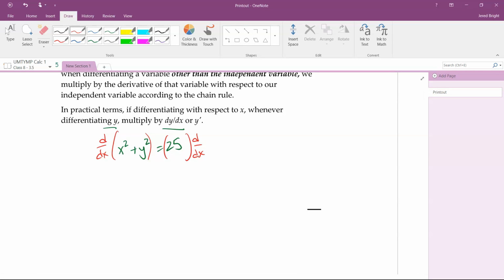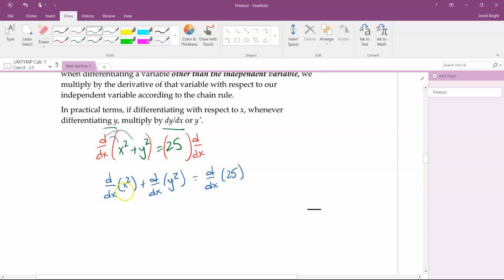Formally, according to the chain rule, for the left-hand side, we remember that the derivative is a linear operator, so you can move it and apply it to both things. So we'd have d/dx of x squared. Now this is notation, I'll explain it in a moment. And then d/dx of y squared, and then we'd have d/dx of 25 on the right-hand side. Let me go through these one at a time.